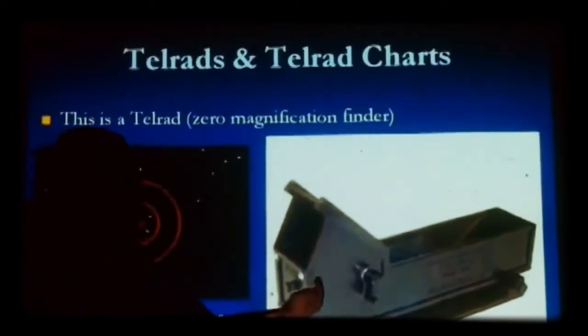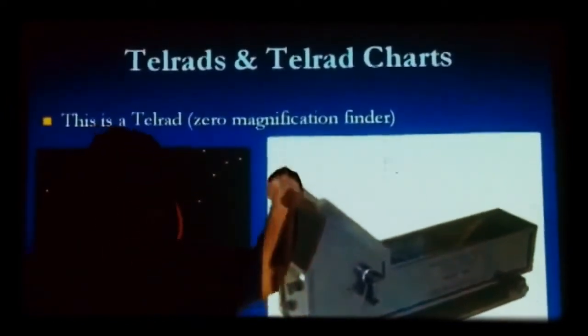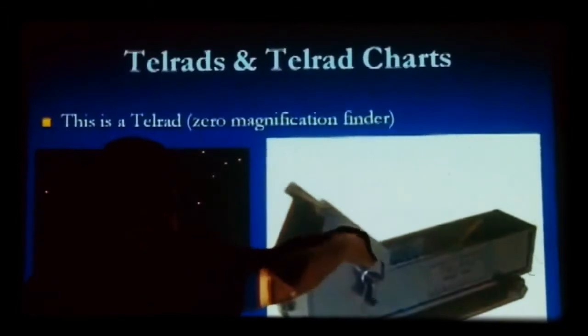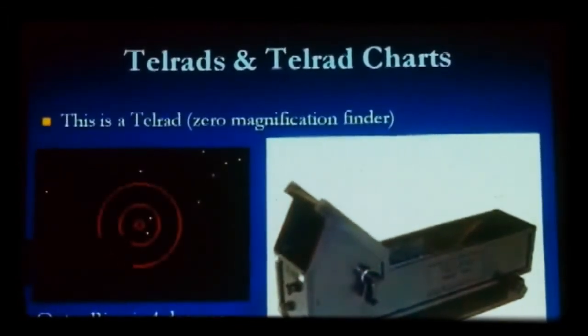So what there is, is an image that's projected up here on this clear glass or plexiglass pane. And when you look through it, this is what you're going to see. You're going to see a bunch of red concentric circles.